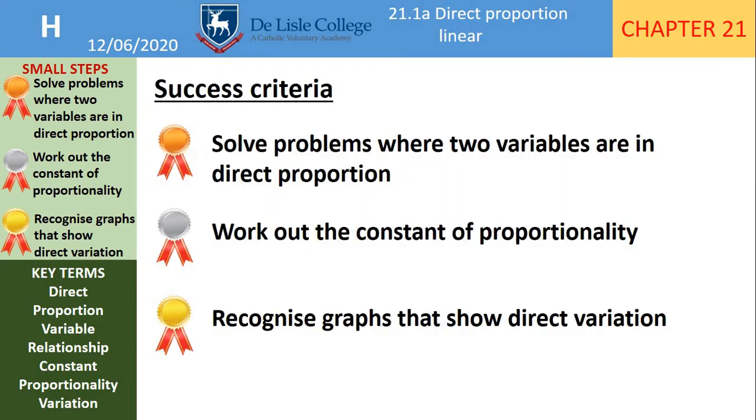So our success criteria for this particular lesson: we're going to solve problems where two variables are in direct proportion. We are going to work out the constant of proportionality, and in fact go further to work out an equation connecting the variables, and we are going to recognise graphs that show direct variation.